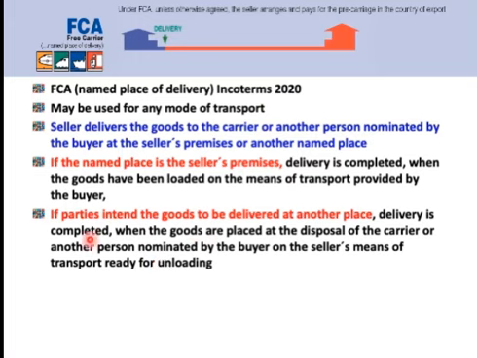The goods placed, delivery is completed, it means the risk transfers, right? When the goods are placed at the disposal of the carrier on the seller's means of transport, ready for unloading. Just ready for unloading, not unloaded. Okay? The goods not unloaded, just ready for unloading. It means that the buyer will unload the goods from the seller's means of transport. Okay?